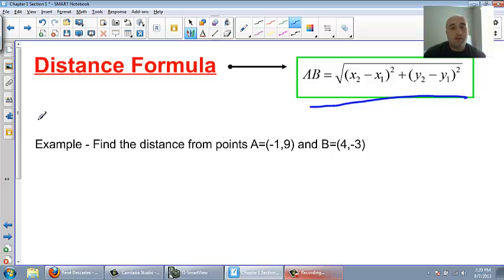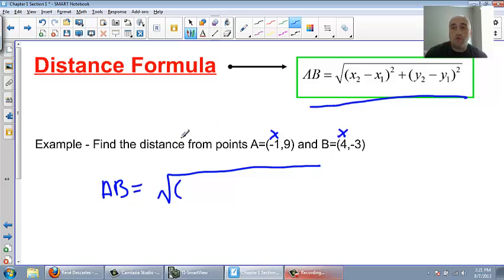We're going to do an example here. The example says find the distance from points A (-1, 9) and B (4, -3). So the distance from A to B equals the square root of x2. So we have 2 x values. We have an x value here, and we have an x value here.